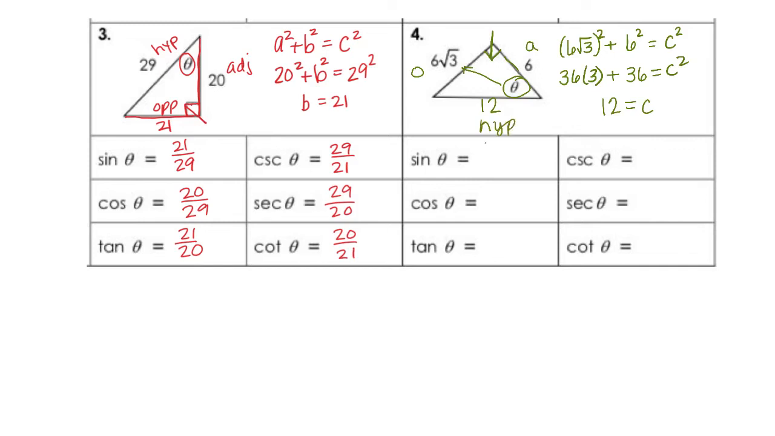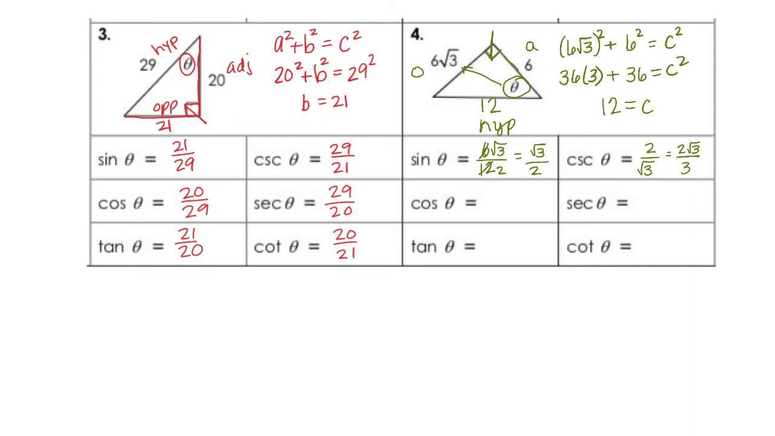So we're going to have 6 square root of 3 over 12. And the 6 and the 12 do cancel. So that's the square root of 3 over 2. And so for our cosecant, we're going to do the reciprocal. So that's 2 over the square root of 3. And once we rationalize that, that's going to give us 2 root 3 all over 3.